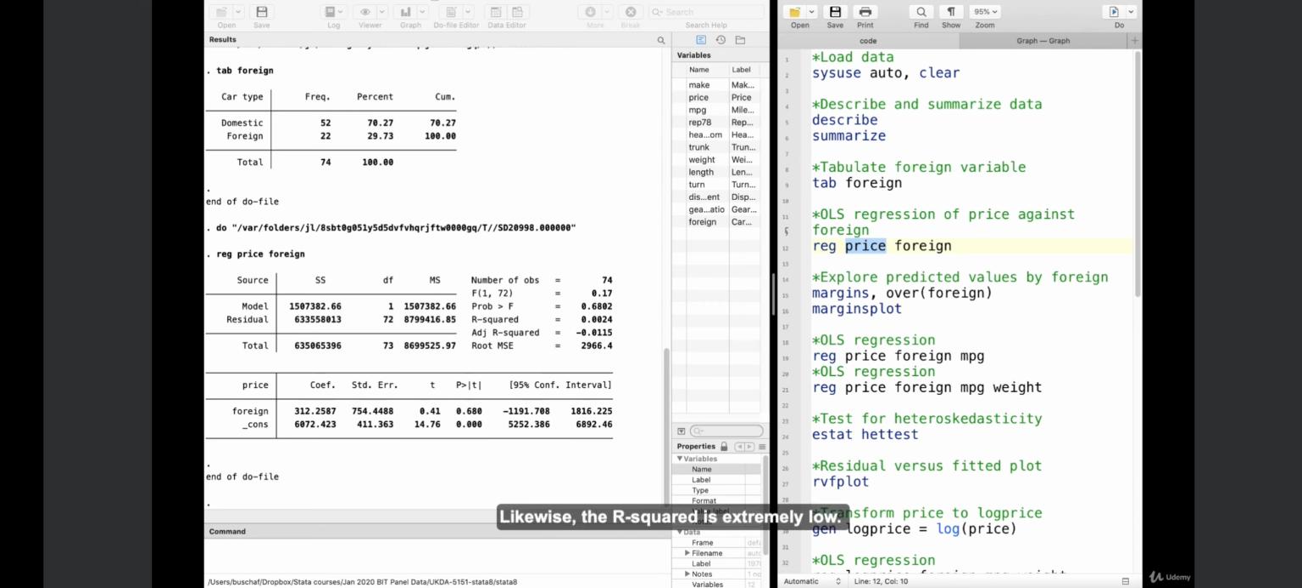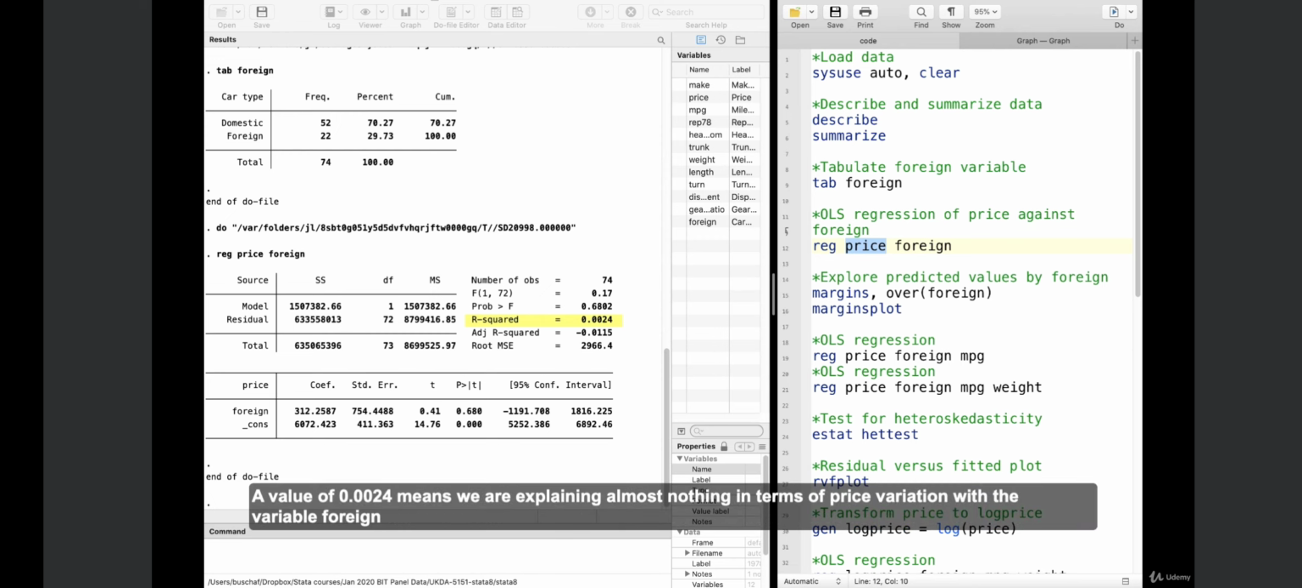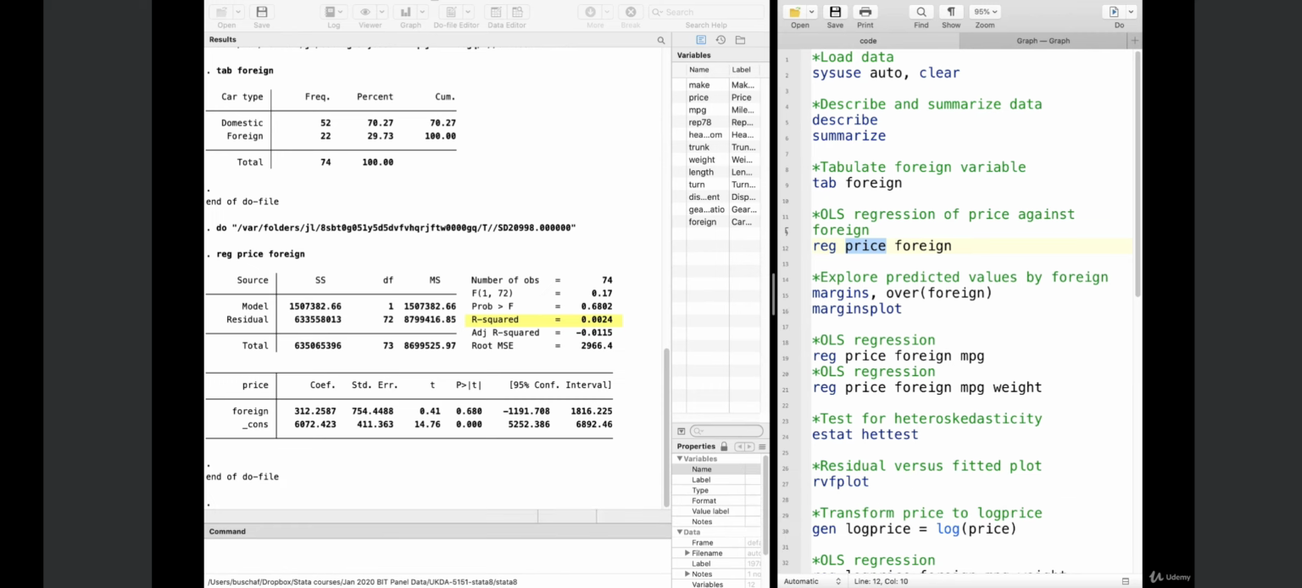Likewise, the R-squared is extremely low. A value of 0.0024 means that we are explaining almost nothing in terms of price variation with the variable foreign. Now let's go and look at the results. We have one variable called foreign. However, this is a binary variable, not a continuous variable. Such variables have the following interpretation.